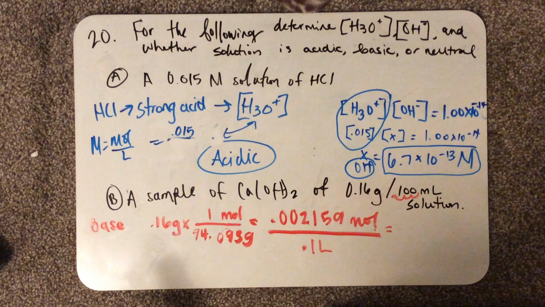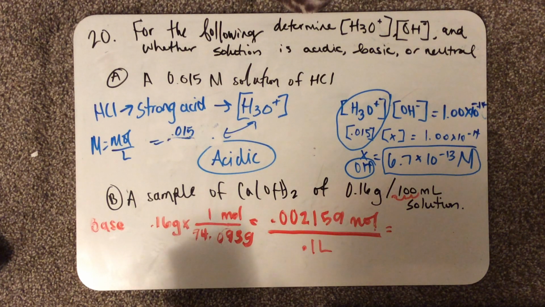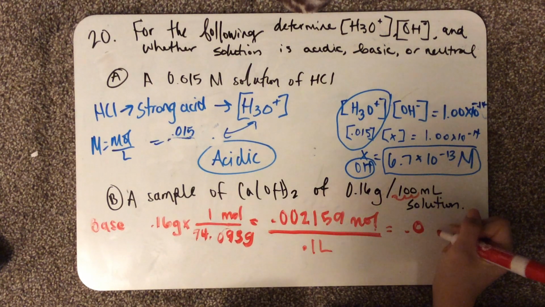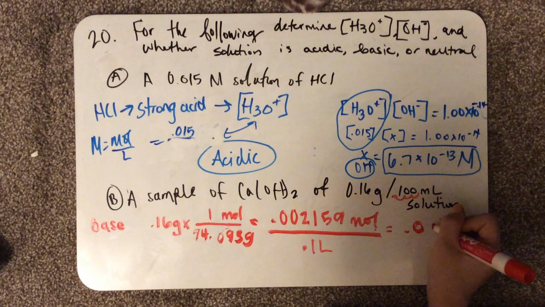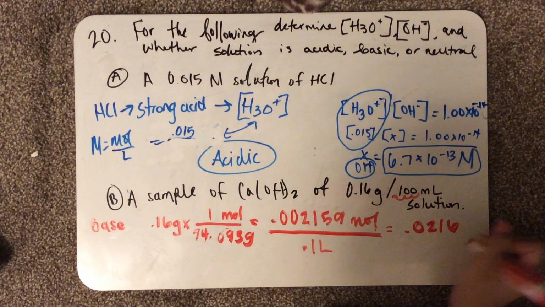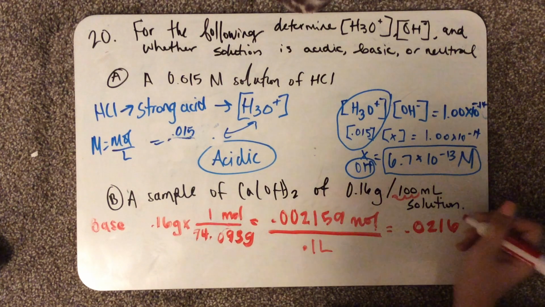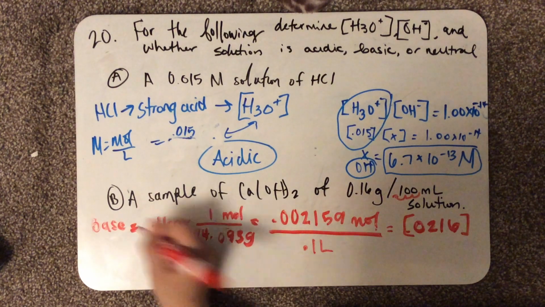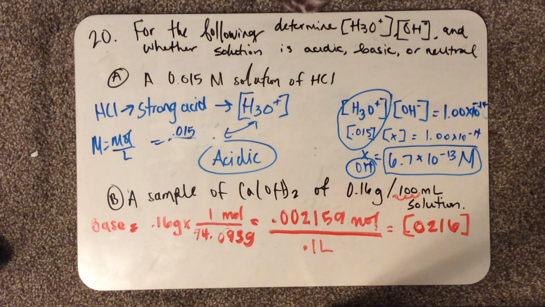So let's real quick put this in M here. I got, and I'm going to round to, let's say 2 sig, no, we'll do 3. All right. 0.216 is going to be the concentration of our base. But there's one more step.